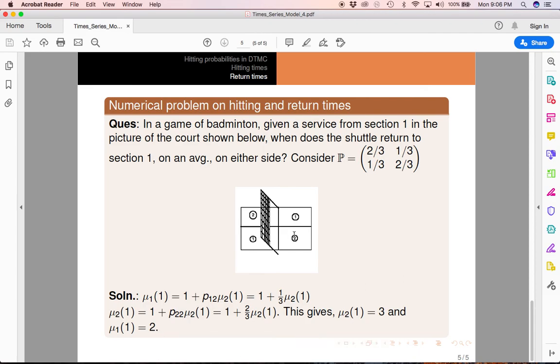So on an average, it'll take 2 shots before it comes back to section 1. So that's kind of a neat way of looking at return times of Markov chains. Thank you so much.